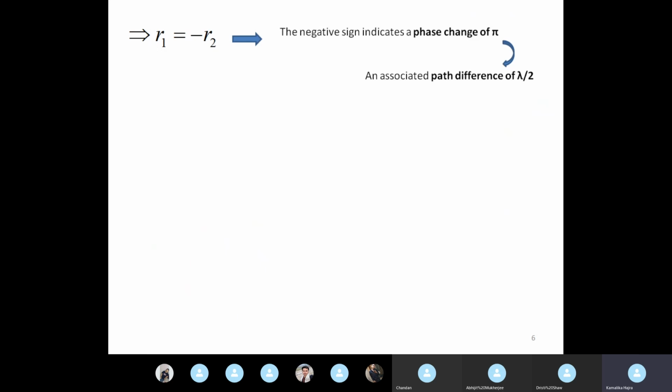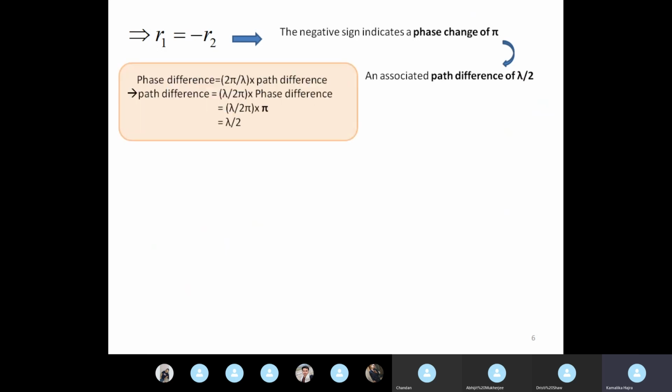So the negative sign, what does it indicate? It indicates a phase change of pi. A particular quantity reversing its sign means it has undergone a phase change of 180 degree, that is pi. Now whenever there is a phase change of pi, we have a path difference of lambda by 2 associated with it, and I have just done the algebra for you to recall why lambda by 2.